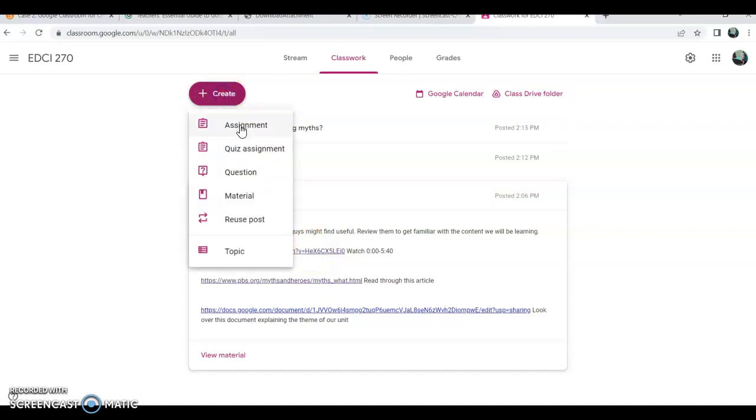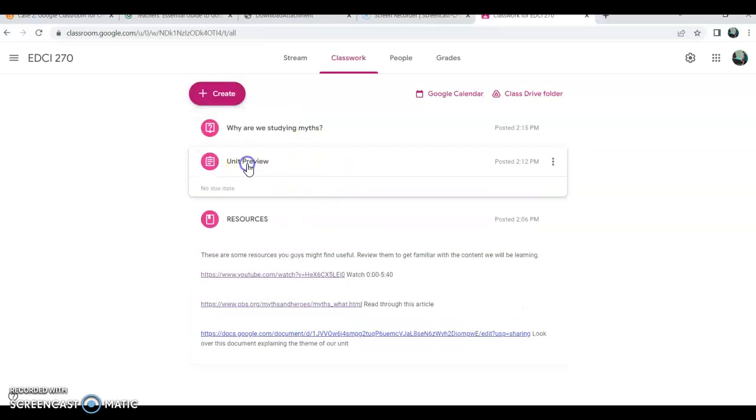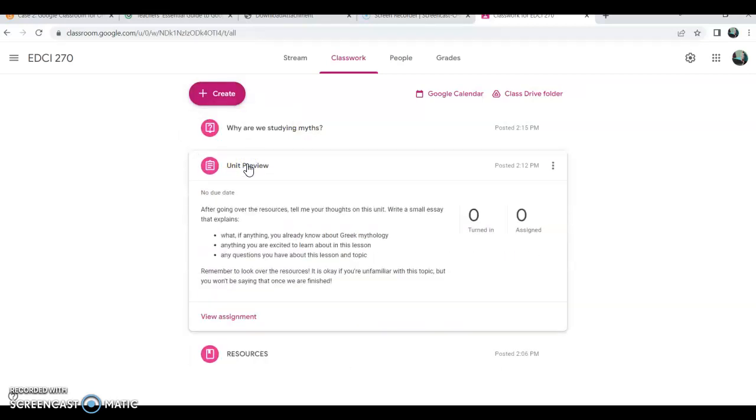The next thing I did was an assignment. And the assignment is just like a unit preview where we can get some information from the students about what they already know, if they went over the resources, any questions they have, and of course, if this is their first time using Google Classroom, any questions that they have about Google Classroom.